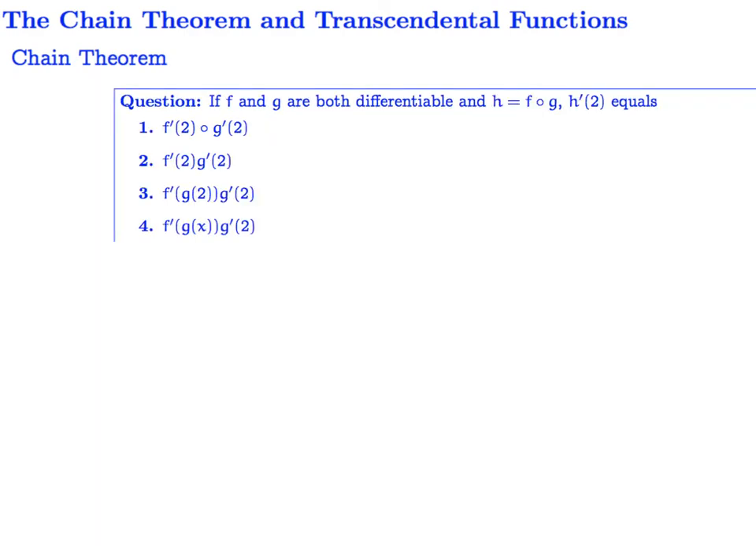So here's a question that'll help you understand if you really know how the chain theorem operates. So you have two differentiable functions, f and g, and you have that h is the composition of these two functions. What do you think the derivative of h at 2 equals? Which one of these does it equal? So I encourage you to pause the video, take a chance, try to figure this out on your own.